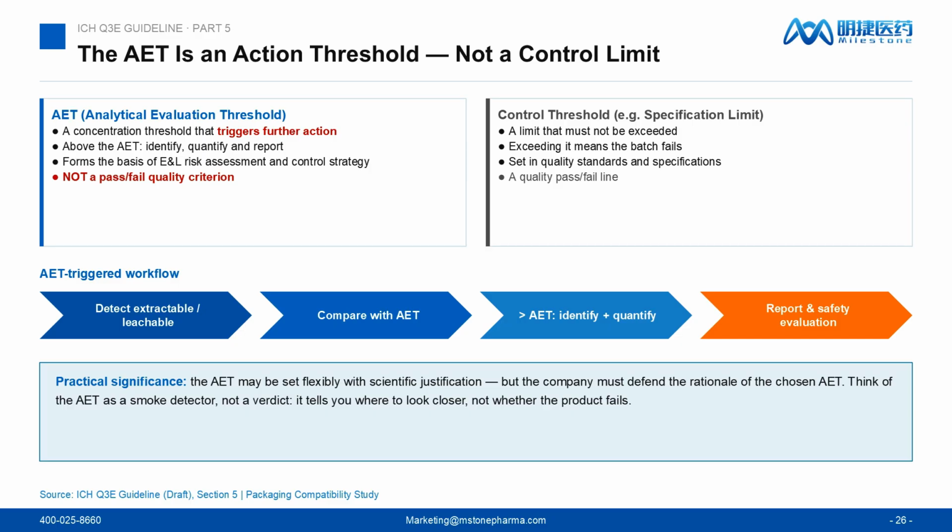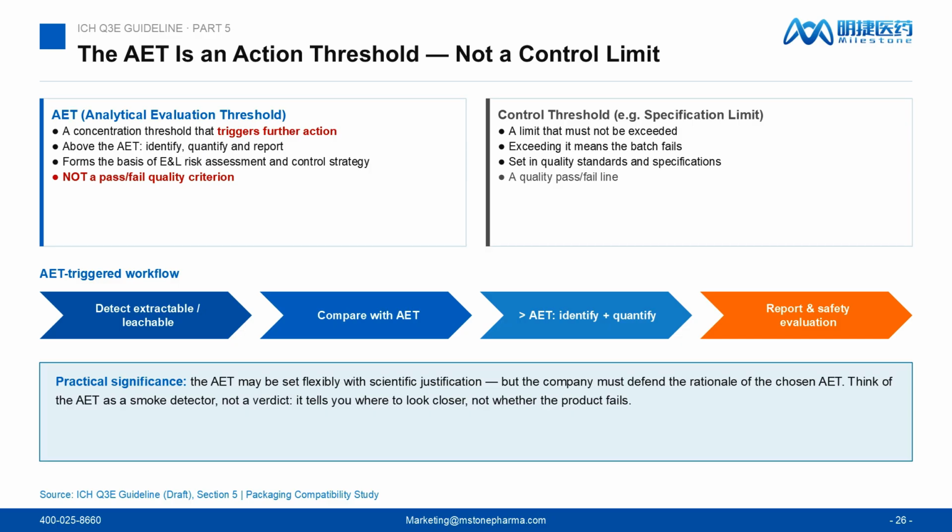Think of it as a smoke detector in your house. When the detector alarms, you don't declare the house burned down, you go and check. Similarly, when a compound exceeds the AET, the guideline says, identify it, quantify it, report it, and evaluate its safety. The AET's job is to make sure nothing escapes your attention. Whether the finding is actually a problem is decided later, against the safety thresholds. The workflow on the slide shows it: detect a compound, compare with the AET, and if above, move to identification, quantitation, and safety evaluation.